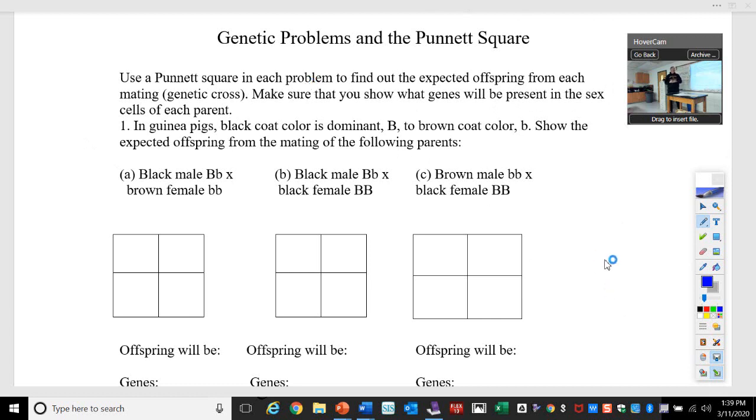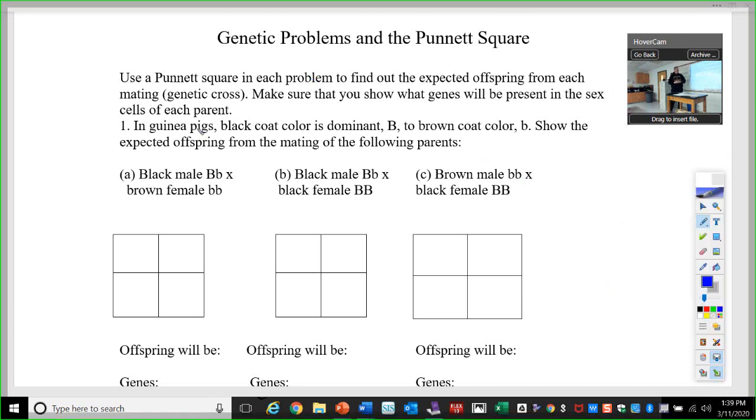And one of the things Mr. Matheny constantly tells you guys, what do? Underline what's dominant. Underline what's recessive. So what do you want him to do with this?